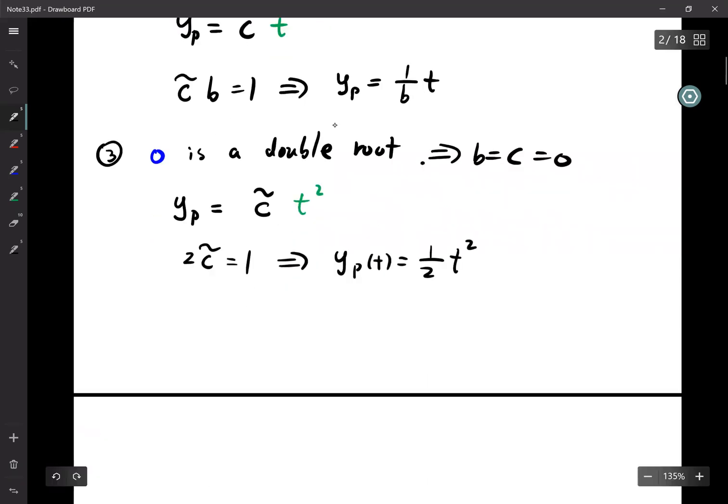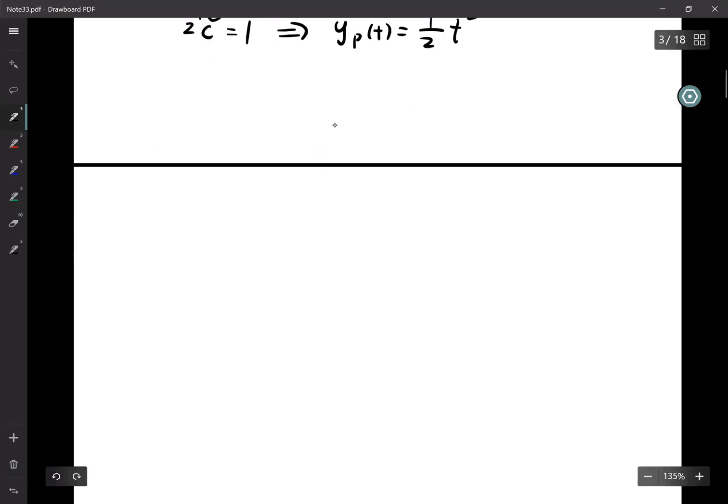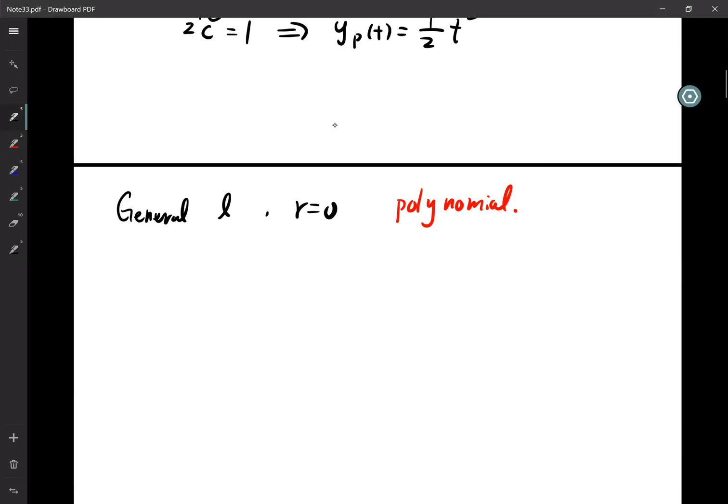So now let's consider the case, make it slightly more general. For general L, but still the R is 0. This is just the polynomial case. But we never said anything about the solvability issue before. So let's revisit this polynomial case. Cy equals t to the L.